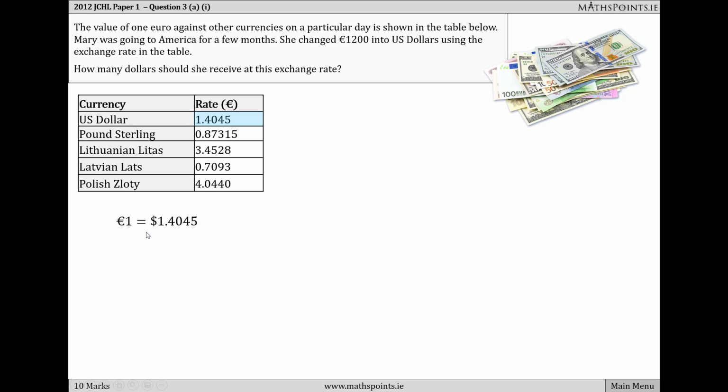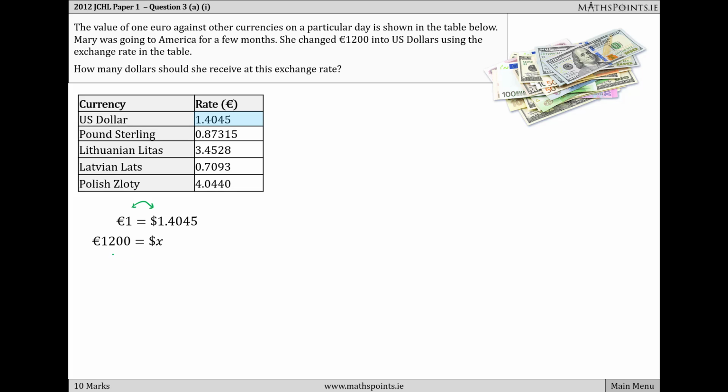So €1 is equal to $1.4045. Underneath that, it's helpful to write down what you're trying to change. We're trying to change €1,200 into a dollar amount. Always take a quick look and see which of the sides is a bigger amount, because when we go to change our euro amount in a minute, we can see that the dollar side is a bigger number than the euro side.